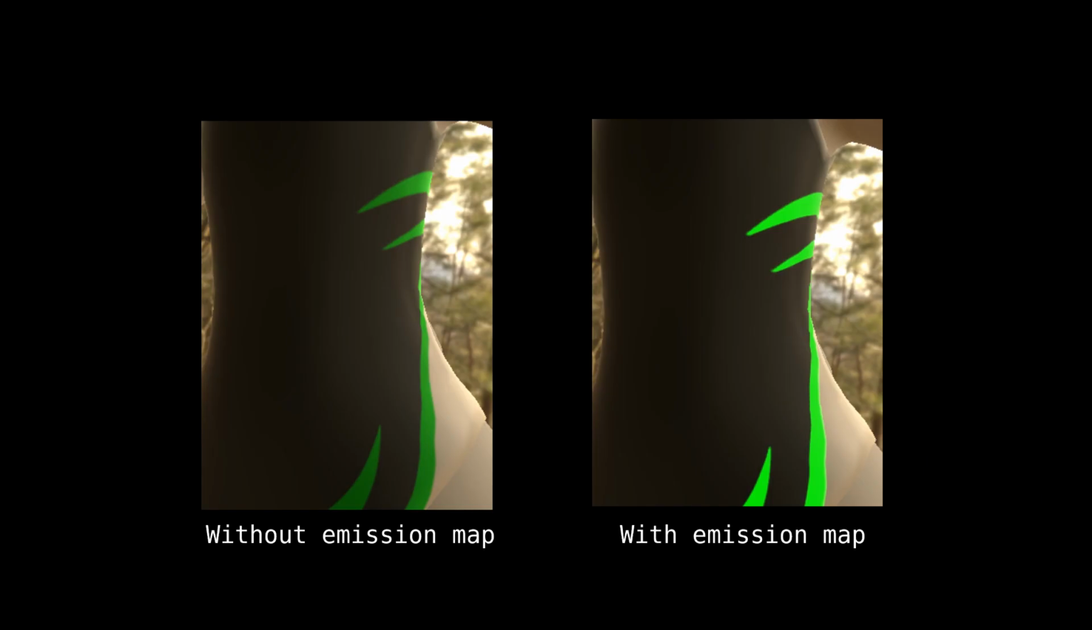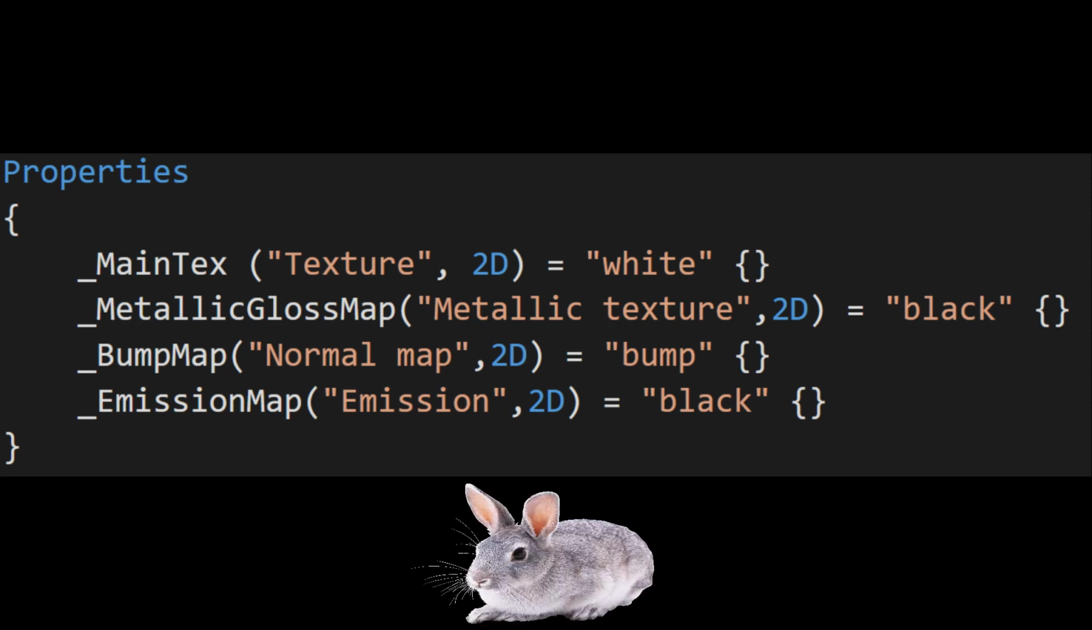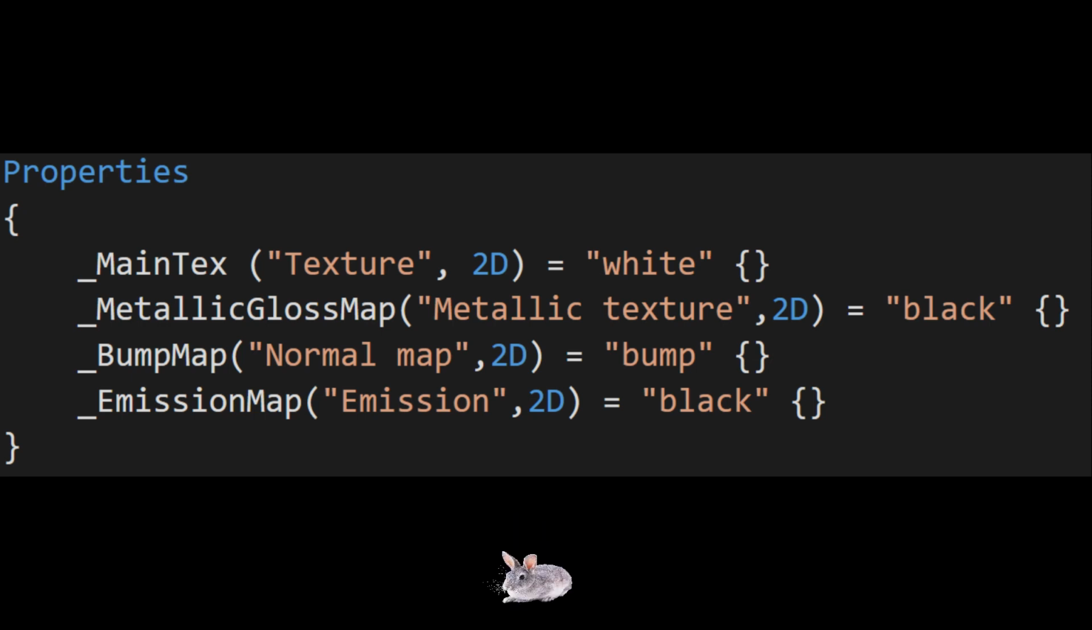And finally, the emission map. This one is the most simple. It just represents the color that is not affected by lighting, or that emits light. Its name will be emission map and its default color will be black. And that's how our properties section will look. You can obviously put as many parameters as you want, after all it's your custom shader.